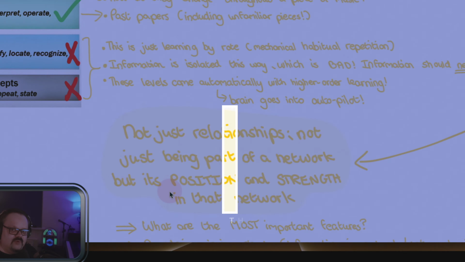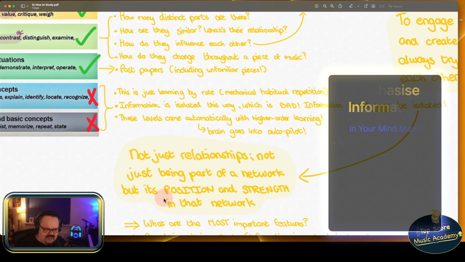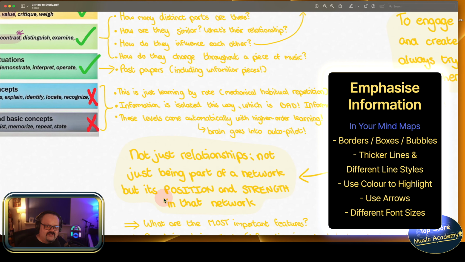So when you're doing a mind map, for example, anything that's more important than the other features, make it obviously more important in your mind map by highlighting it, put a bubble around it, make it a different color, make it bold, make the font larger. If you're writing it by hand, that's really, really easy. Do something to that feature that makes it stand out on the page, that makes it easier to remember.